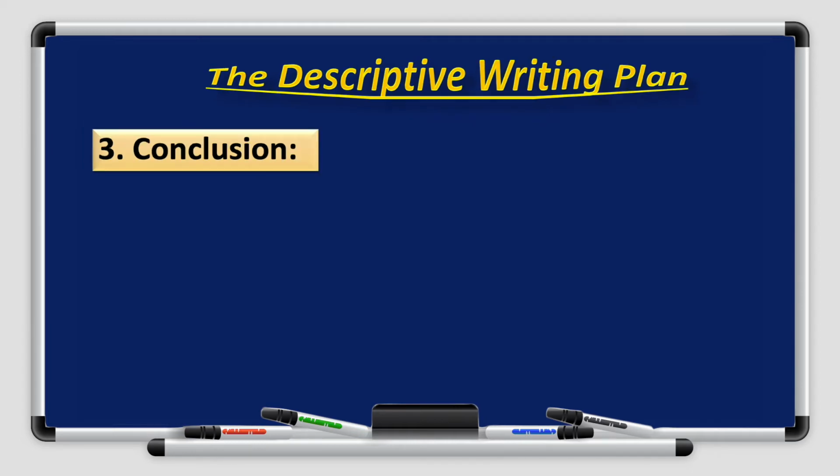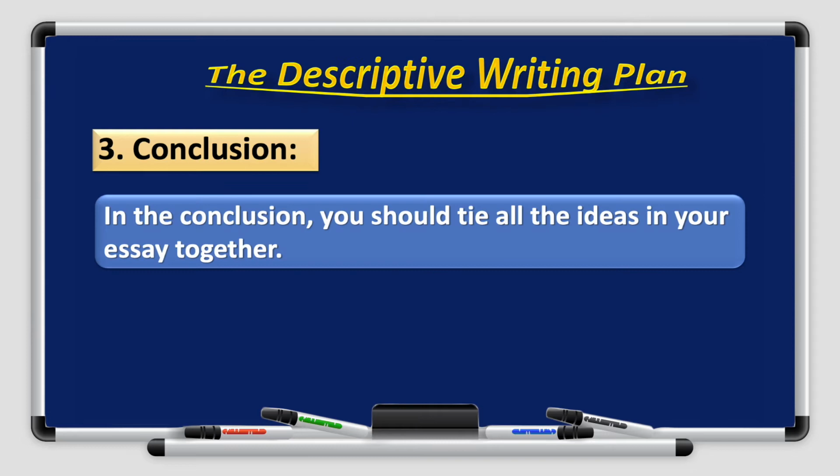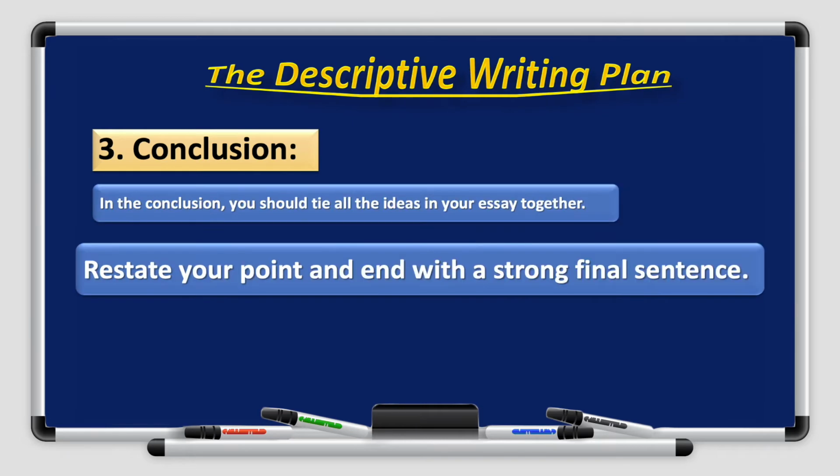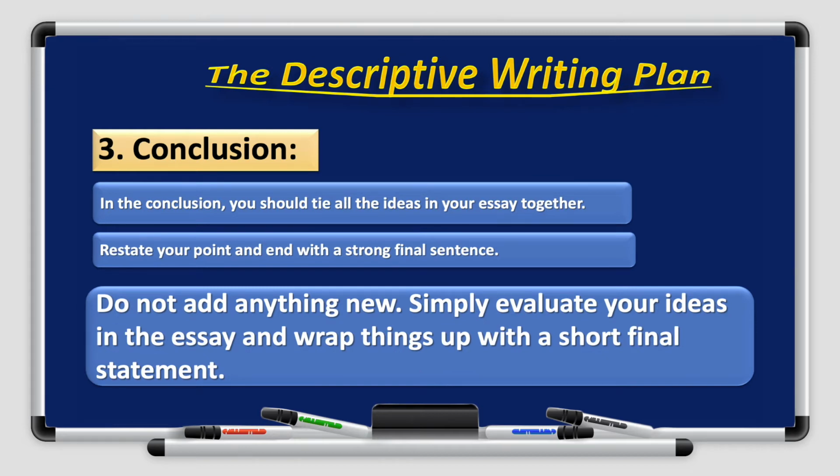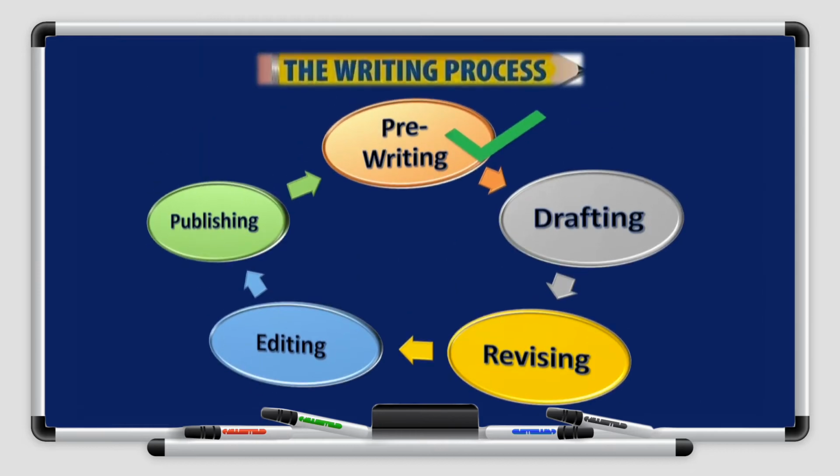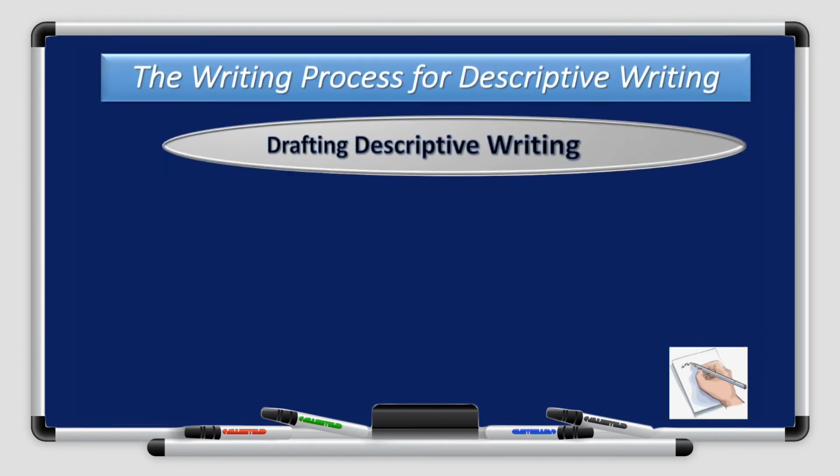And finally, you have your conclusion, where you should tie all of the ideas in your essay together. Try to restate your point and end with a strong final sentence. In your conclusion, do not add anything new. Simply evaluate your ideas in the essay and wrap things up with a short final statement. That's the pre-writing stage. Moving on to the drafting stage.